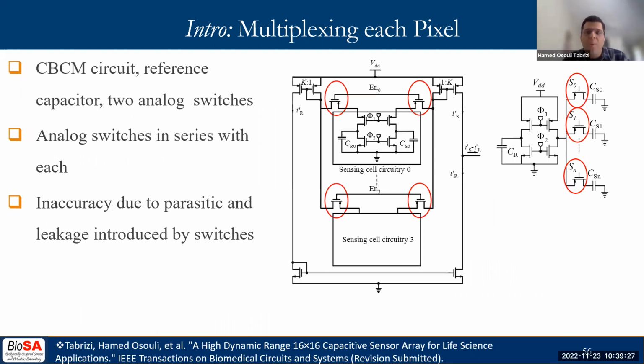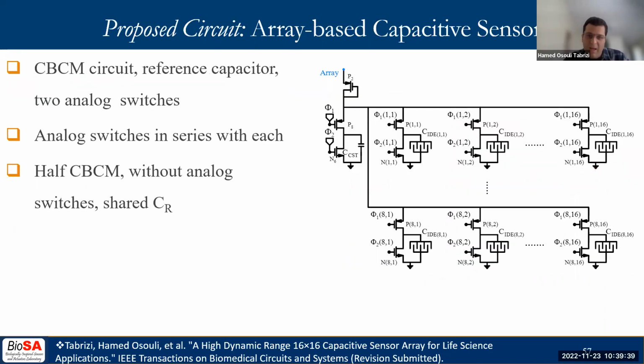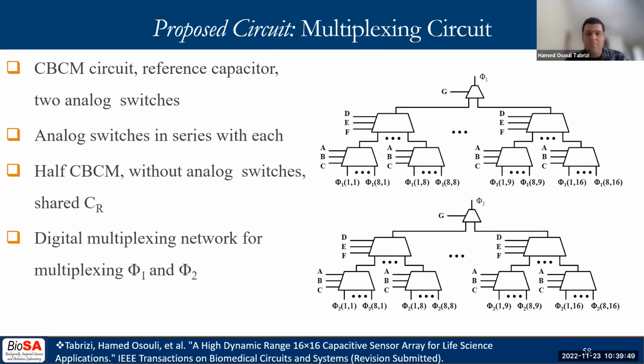As you can see, in both scenarios, analog switches have been put somewhere in the path whose current is being measured. Therefore, parasitic capacitances and leakage of these switches can introduce unknown inaccuracy. To avoid this problem, we have proposed a circuitry where each pixel includes only half CBCM and there is no analog switch for the multiplexing.